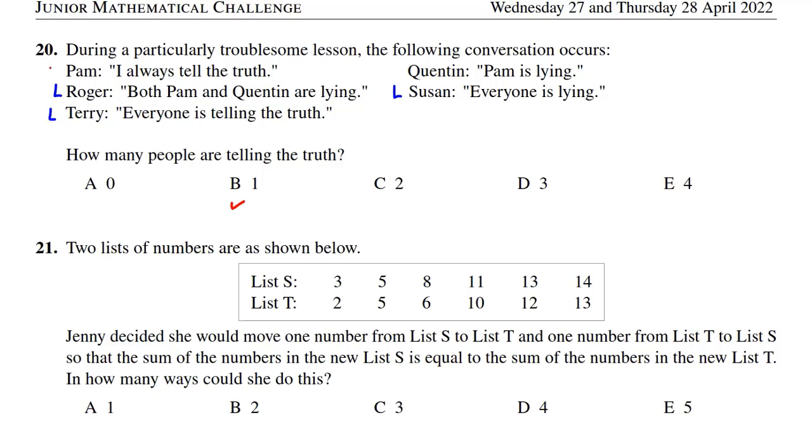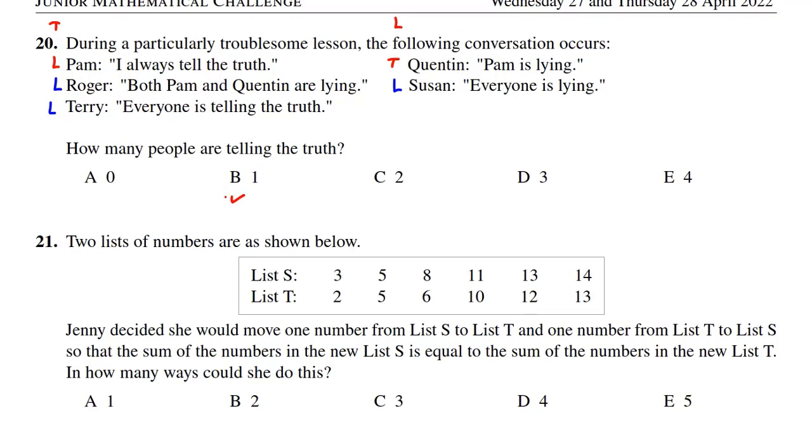In both cases, I think it's possible. Look, if he's a liar and the other a truth teller, it satisfies because Pam is lying. He says the truth, "I always tell the truth." And if you consider a truth teller and a liar, then Pam is lying. He's lying because Pam is the truth teller and says "I always tell the truth." So both cases are possible. We have two cases, but in both cases, only one person is telling the truth. So the answer is B.